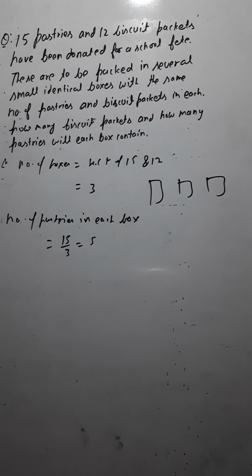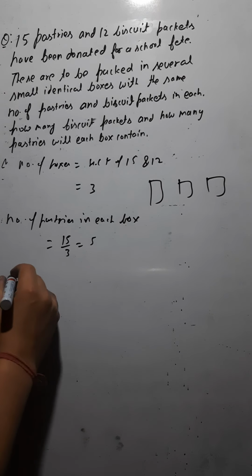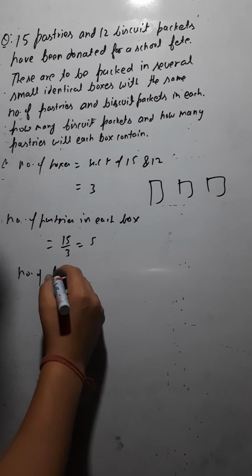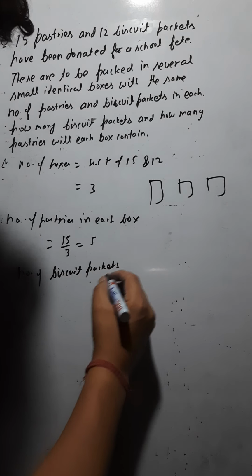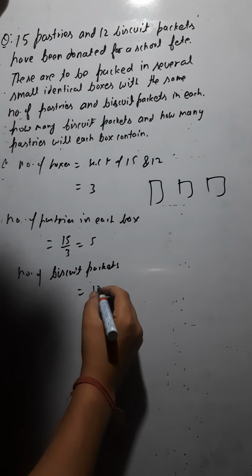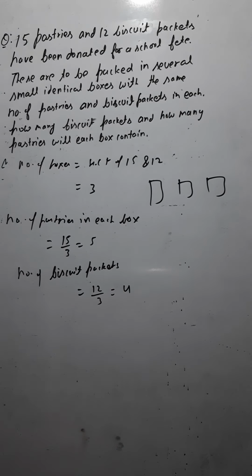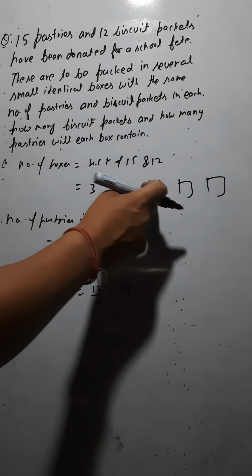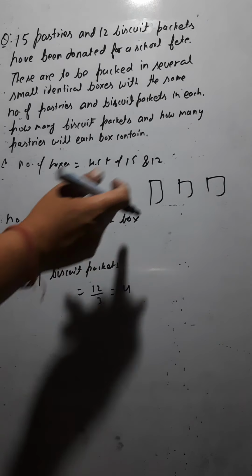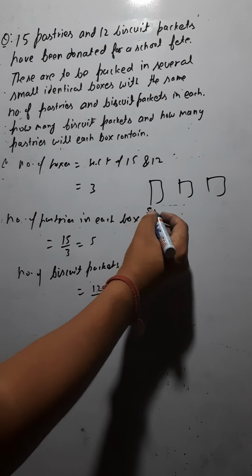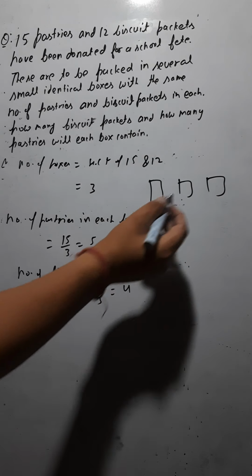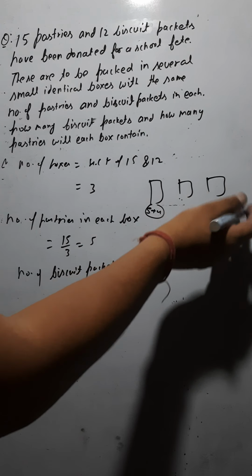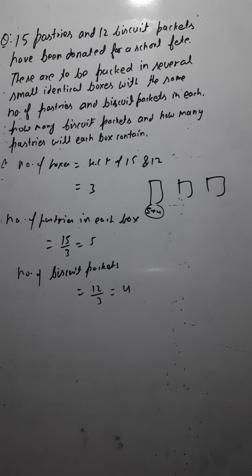And then how many biscuit packets will each box contain? So then you have to find out the number of biscuit packets. These are 12 in number, divided by 3, you are getting 4. So 4 biscuit packets would be there in each box. So in every box there would be 5 pastries, 4 biscuit packets. So this is how you would divide this. Okay, so just note it down.